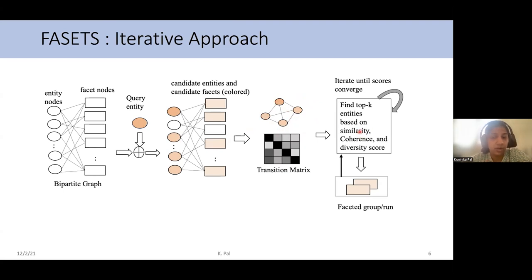And the moment it converges, we consider the scores, again coming from those three similarity components. We take the top K candidates and say that that's the first group. And the moment we have the first group, we penalize the edges here to say that they have already been found in the previous group, so that the similarity graph gets changed. And then diversity is imposed when we find the next group. So that's the iterative approach in a nutshell.